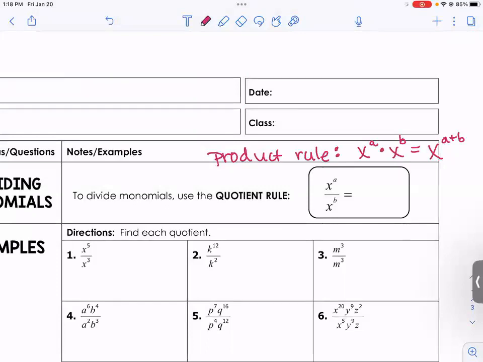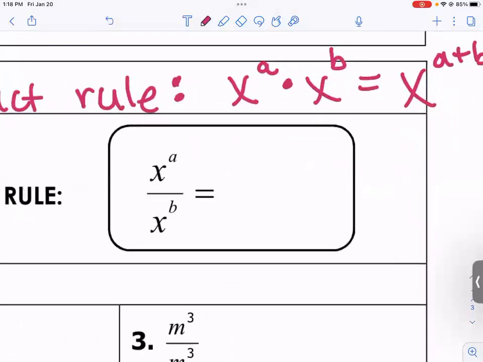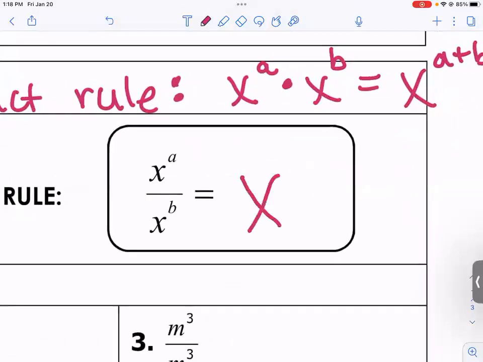All right. Nirvan, what do you guys think? What are we going to do with our exponents? We are probably going to subtract them. We are going to have x to the power of a, because that is in the numerator, minus b, the power in the denominator.